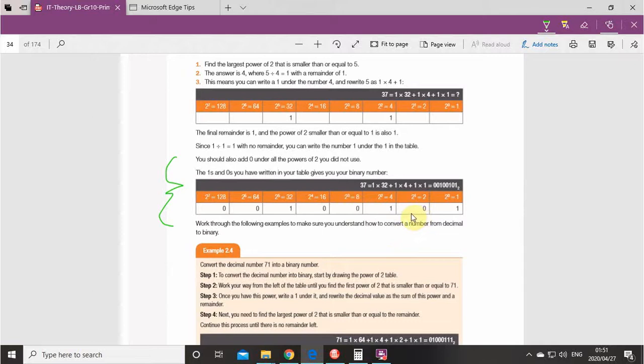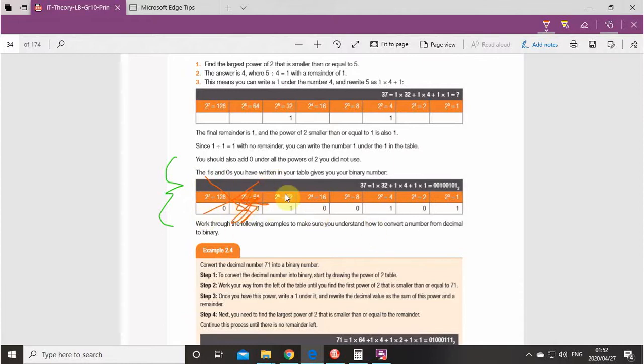A very simple way is to firstly begin with your powers. Take your base, so we want to convert to binary, so begin with 2 to the power of 0, then 2 to the power of 1, 2 to the power of 2 equals 4, until that number is greater than the number you are converting. So 2 to the power of 3 is 8, is 8 bigger than 37? No, so we carry on. 2 to the power of 4 equals 16, is that greater than 37? No. 2 to the power of 5 equals 32, is that bigger than 37? No, so we carry on. 2 to the power of 6 is 64, is that greater than 37? Yes, it is. So we stop there and delete that one.